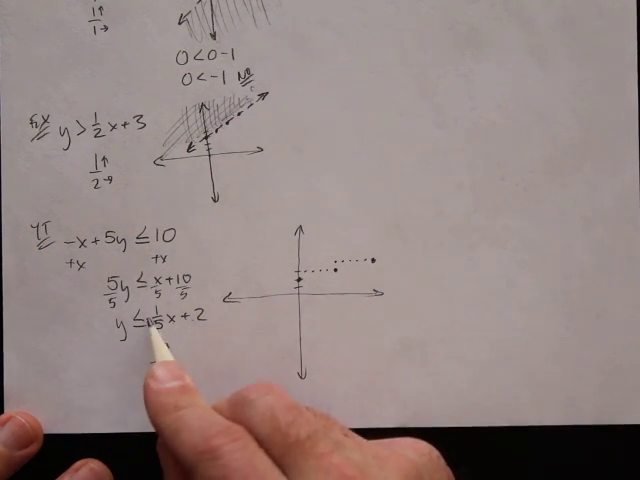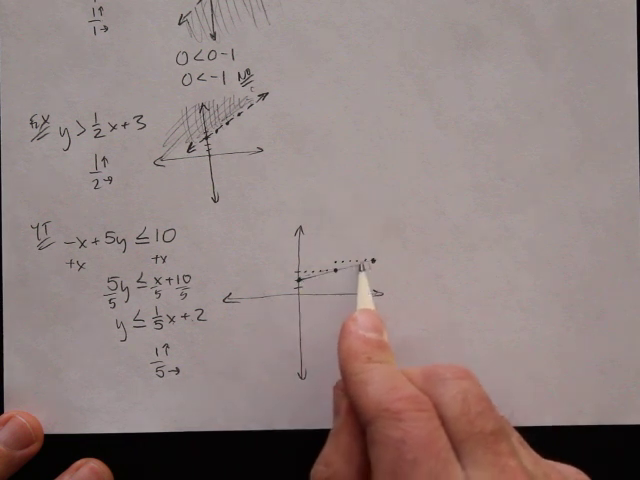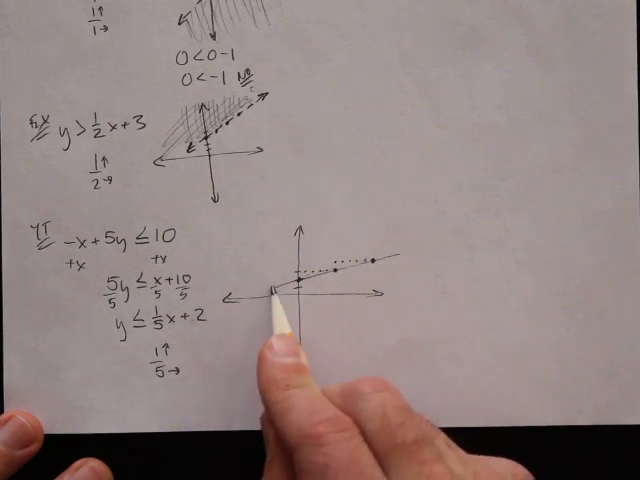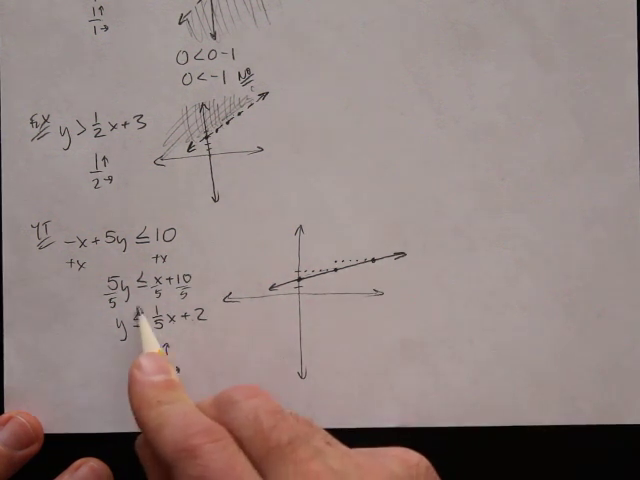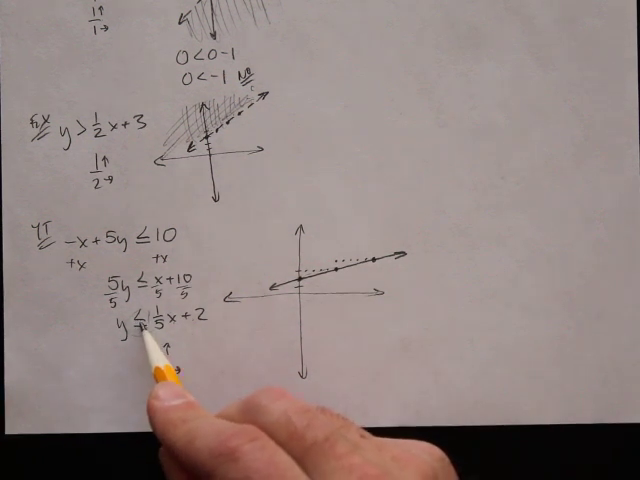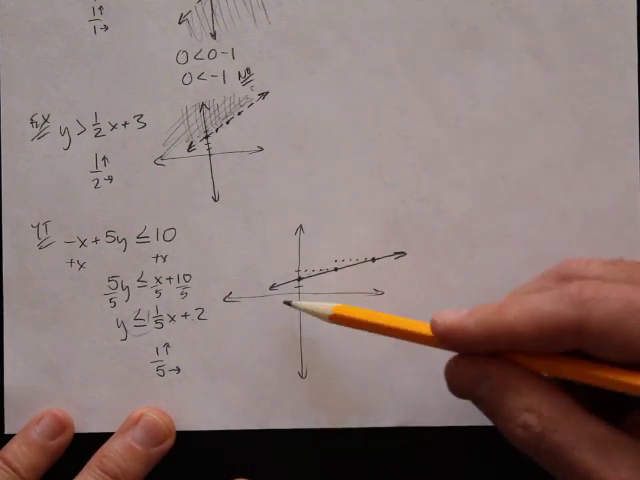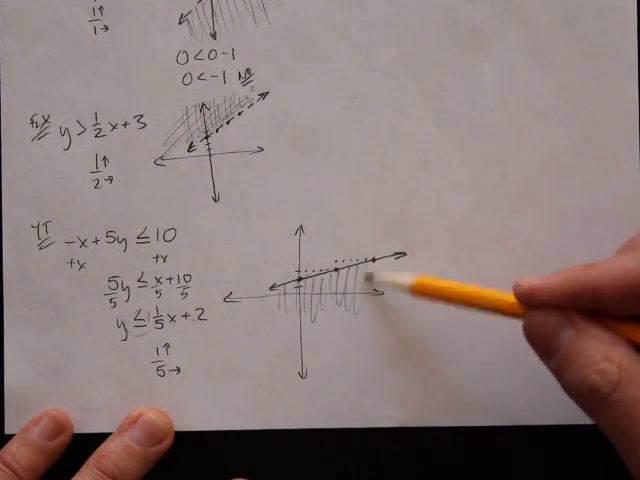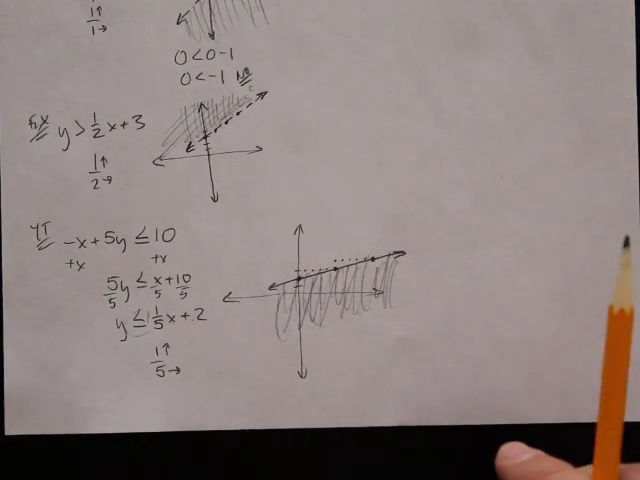Now, this is or equals to. So that means I can draw my line here. I'm going to draw it solid because it is included. Or equals to means my line is going to be included. Y is less than this expression, or less than this line. So I'm going to shade underneath it. And I'm done with that one.